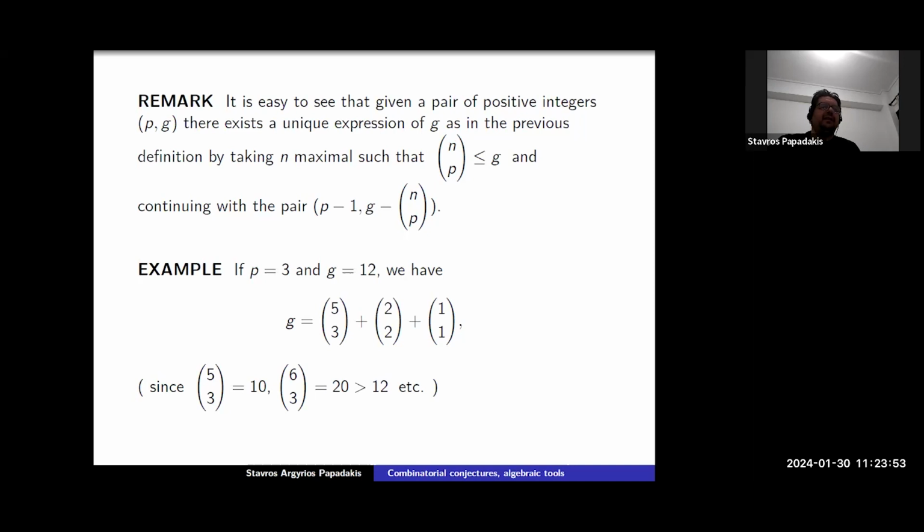And then we continue with the smaller pair, P minus 1 and G minus n choose P. And this is an example when P is 3 and G is 12. We have that the first is 5 choose 3, because n equals 5 is the greatest integer such that n choose 3 is smaller or equal to 12.